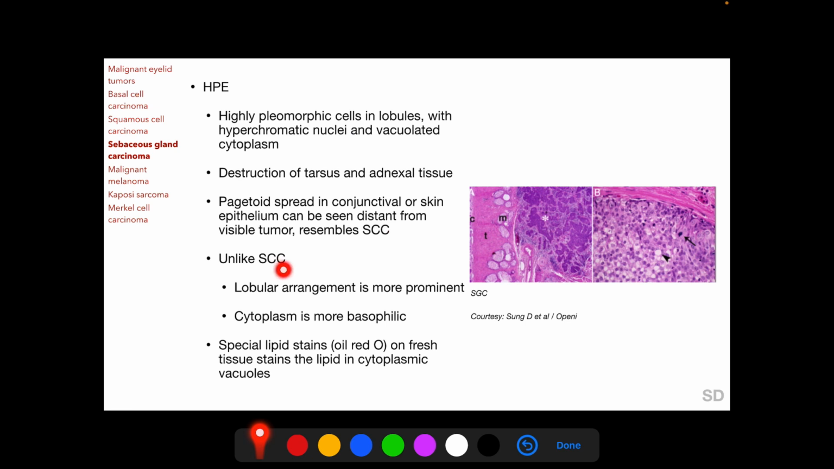However, unlike squamous cell carcinoma, lobular arrangement is more prominent in sebaceous gland carcinoma, and the cytoplasm is more basophilic as we see here, as compared to squamous cell carcinoma, where the cytoplasm of the tumor cells is more eosinophilic. Special lipid stains such as Oil Red O on fresh tissue stain the lipid within the cytoplasmic vacuoles.